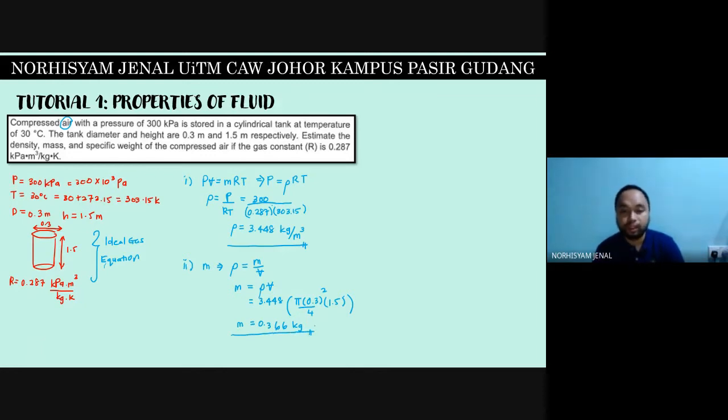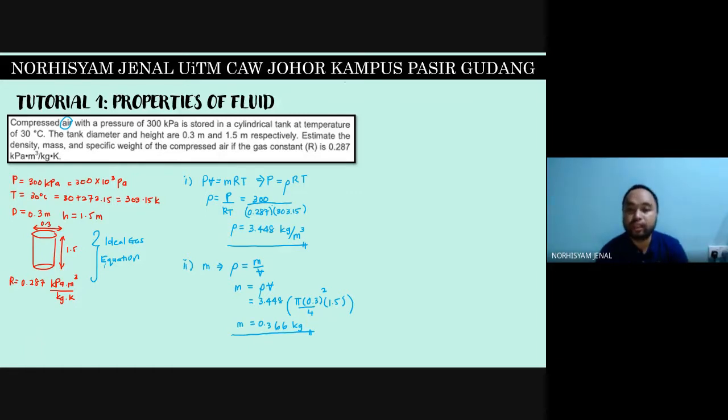All right, let me check again. 3.448 times pi times 0.3 squared divided by 4 times 1.5 equals, okay, so the answer is 0.366 kg for the mass.